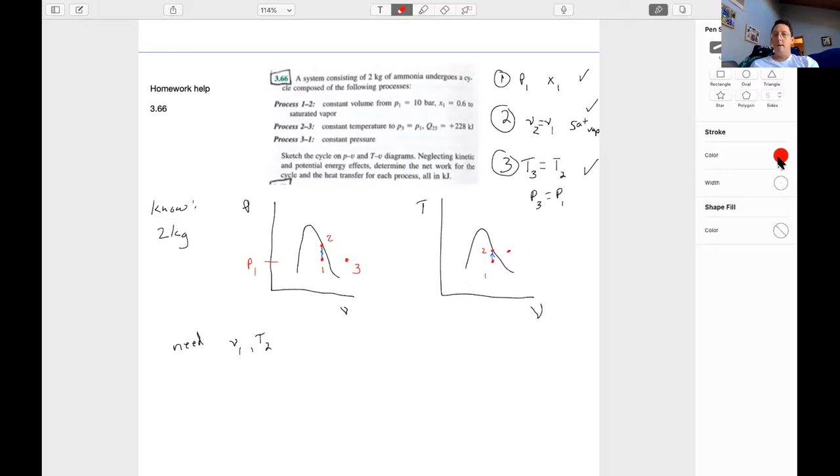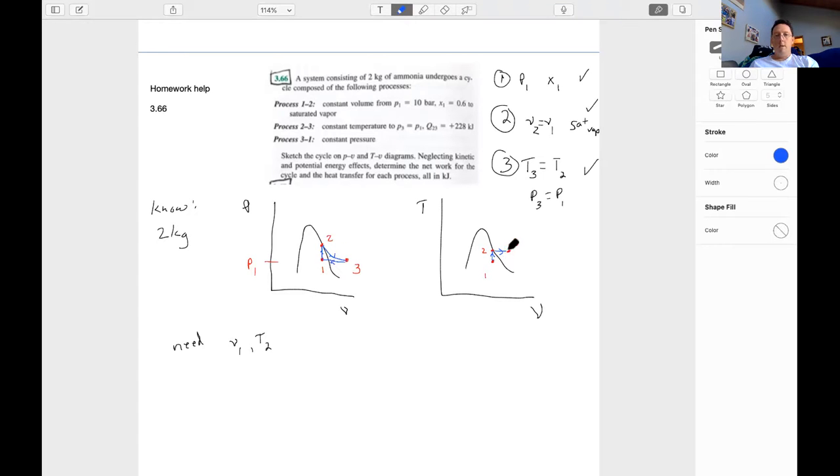All right. So that'd be state 3, and now I need to connect them up. So I know over here, 2 to 3 was at constant temperature, and the isotherm looks something like that. And then from 3 back to 1 is an isobar. So that's going to be horizontal here.